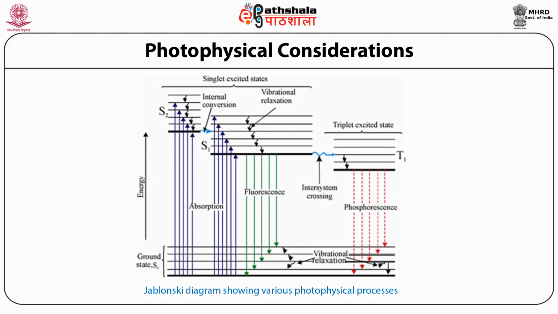Here in this figure you can see the energy diagram of a chemiluminescent system, which you have also seen in fluorescence spectroscopy, because the phenomenon is the same except that the source of generation of the light is different.